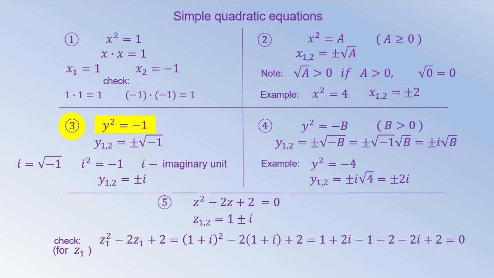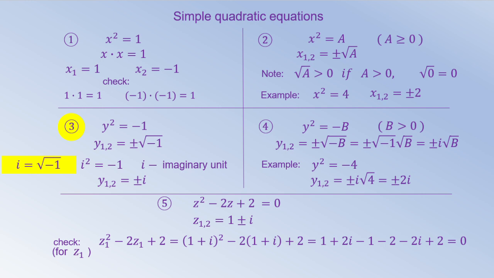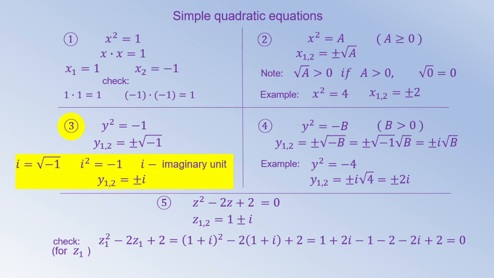Now let's study the equation y squared equals minus 1. By analogy with the previous equation, we write its formal solution in the form y equals plus minus the square root of minus 1. The square root of minus 1 is called the imaginary unit and is usually denoted by a small letter i or j. By definition, i squared is equal to minus 1.